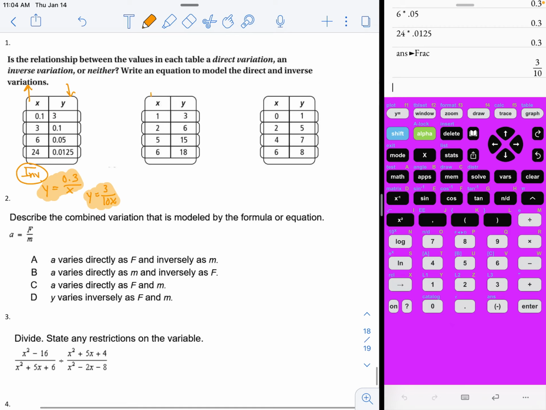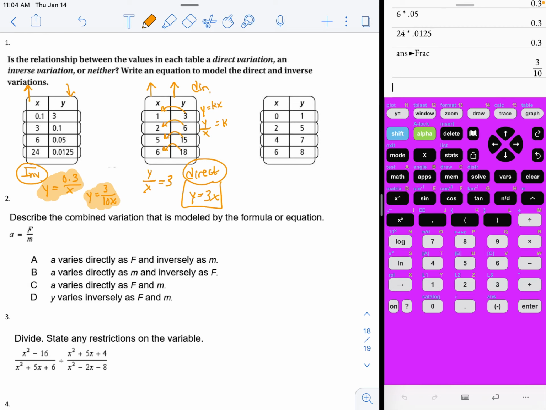All right, let's check out the second one. I noticed that the values of x are increasing, the values of y are increasing. I'm going to test for direct. Since direct is y equals kx, the test is y over x. So I'm just going to do 3 divided by 1, 6 divided by 2, 15 divided by 5, 18 divided by 6. Yes, every time you do y divided by x, you get 3. So I can say, yes, it is direct for sure. I did my test, and I can say y equals 3 times x.